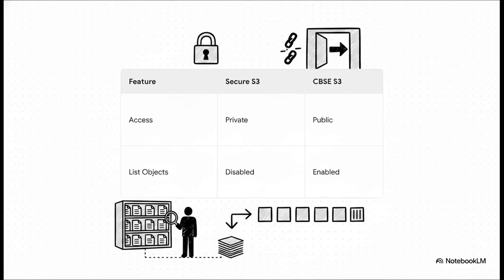A secure S3 bucket is set to private by default. The CBSE bucket, publicly readable. But the absolute worst part is that bottom row. A feature called List Objects v2 was fully enabled, meaning an attacker didn't even have to bother guessing the individual web links for each student's exam sheet.